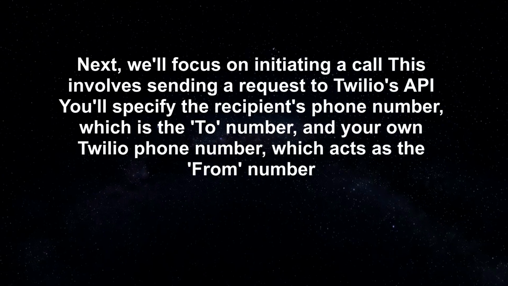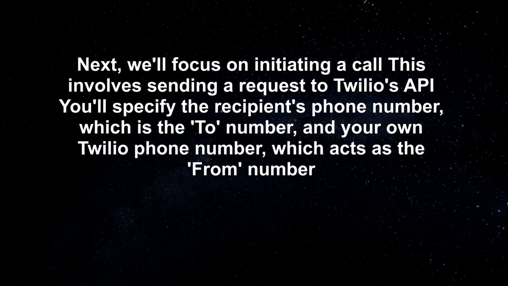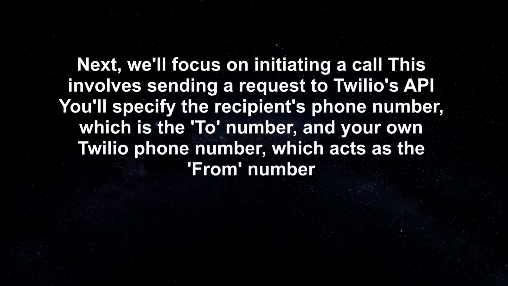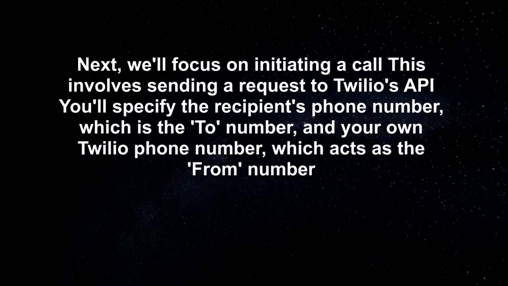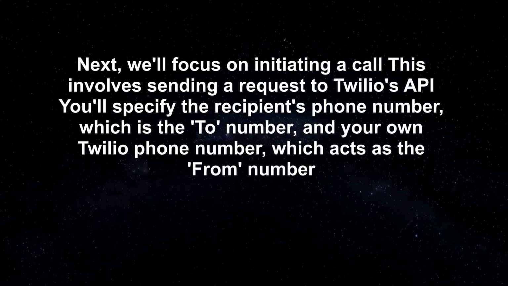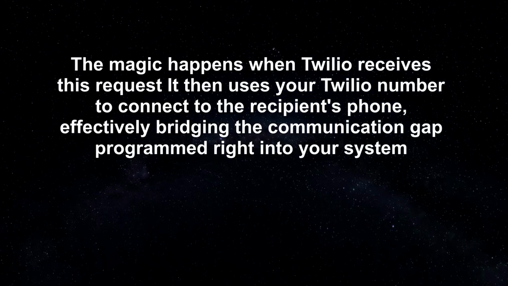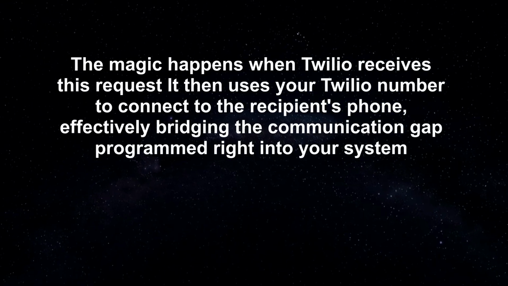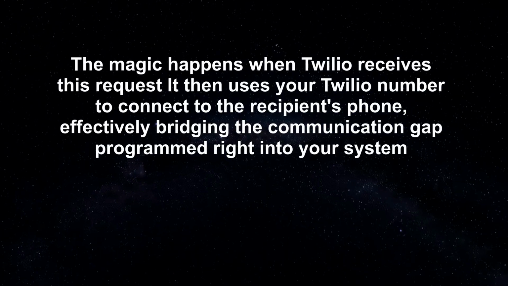Next, we'll focus on initiating a call. This involves sending a request to Twilio's API. You'll specify the recipient's phone number, which is the to number, and your own Twilio phone number, which acts as the from number. The magic happens when Twilio receives this request. It then uses your Twilio number to connect to the recipient's phone, effectively bridging the communication gap programmed right into your system.